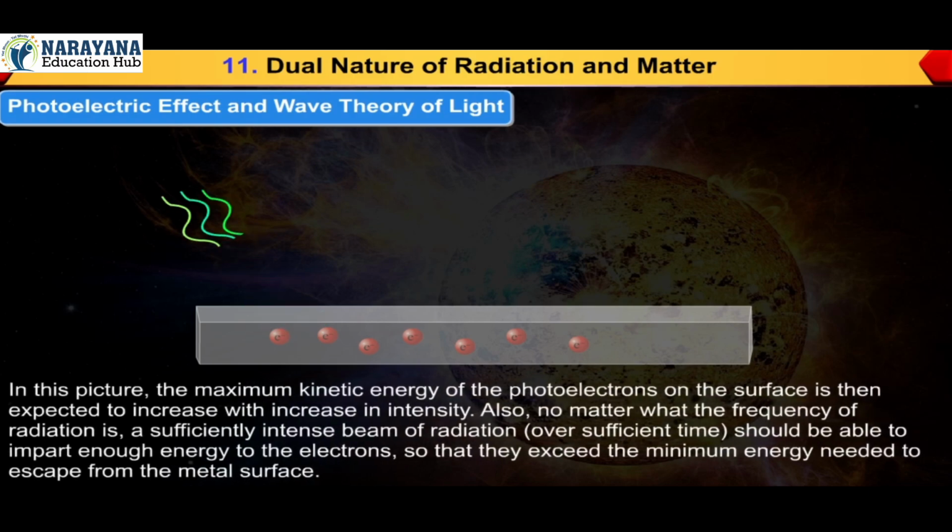In this picture, the maximum kinetic energy of the photoelectrons on the surface is then expected to increase with increase in intensity. Also, no matter what the frequency of radiation is, a sufficiently intense beam of radiation over sufficient time should be able to impart enough energy to the electrons so that they exceed the minimum energy needed to escape from the metal surface.